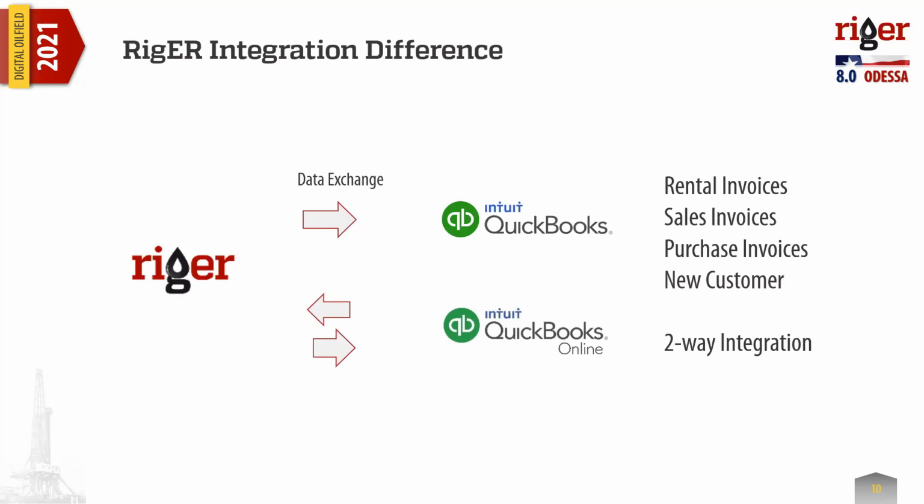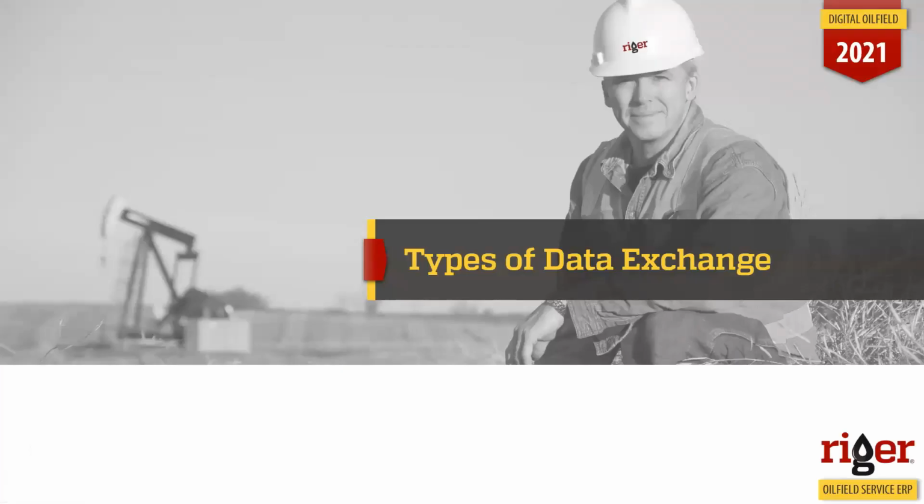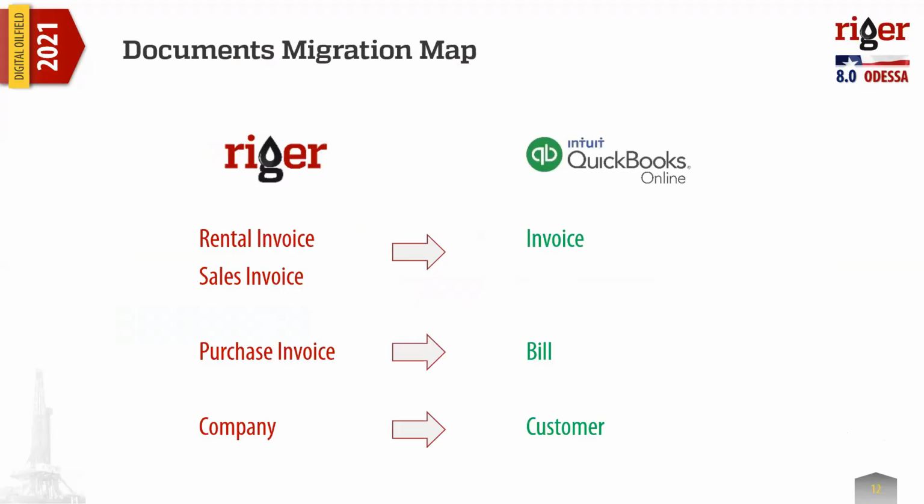In terms of QuickBooks Online, it's a two-way integration. So we can send data from RigER to QuickBooks Online, and we can also receive data from QuickBooks Online into the RigER application. Now let's talk about the types of data that we exchange between those two systems. First of all, I need to mention that we exchange the data on the document level. So we basically exchange documents between the two systems. It's not an accounts-based exchange, it's a document-based exchange.